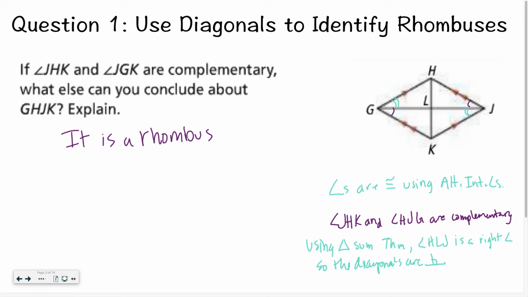And if those are complementary, I know there's 180 degrees in the triangle. So if I subtract those two angles, 180 minus 90 degrees for the complementary angles, I'm left with 90 degrees. And that 90 degrees is specifically angle HLJ. So we know that is a right angle, which makes the diagonals perpendicular and therefore a rhombus.